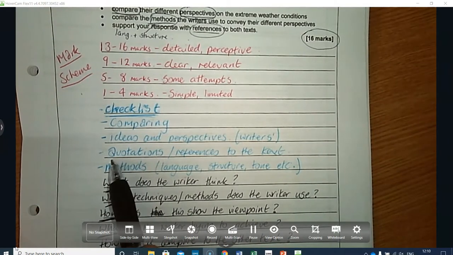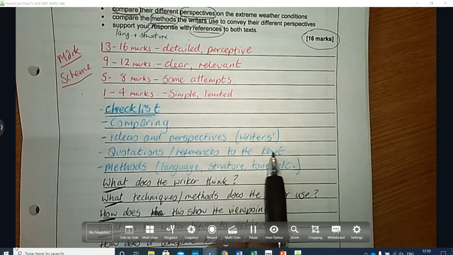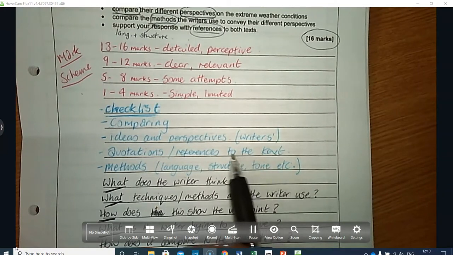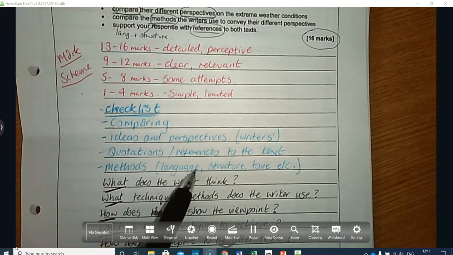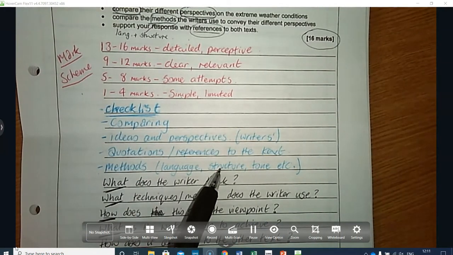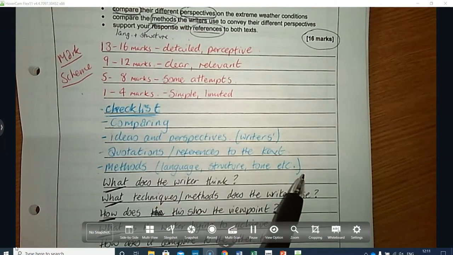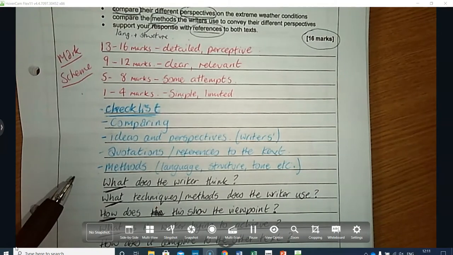Now that's definitely going to be quotations if we're analysing language. We might be talking about the beginning, middle and end if we're talking about structure, and then we can just refer to at the beginning, at the middle, at the end, where such and such happens. And by methods, it means language, structure. It can also just be writing about the tone or the mood. How is the mood different? But anything that you want to compare can come under methods.